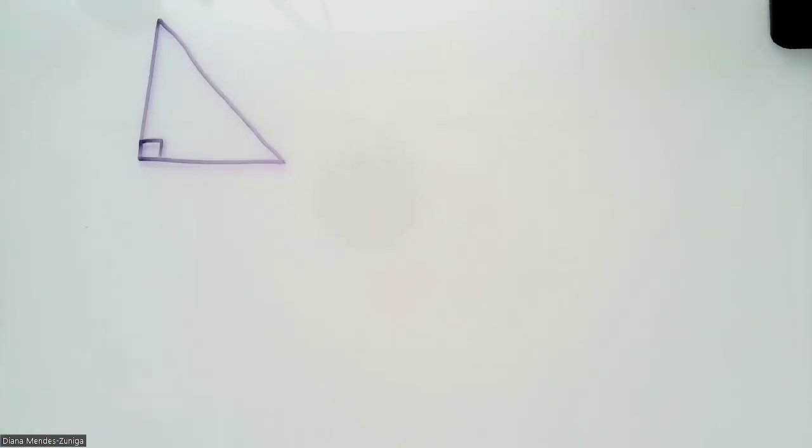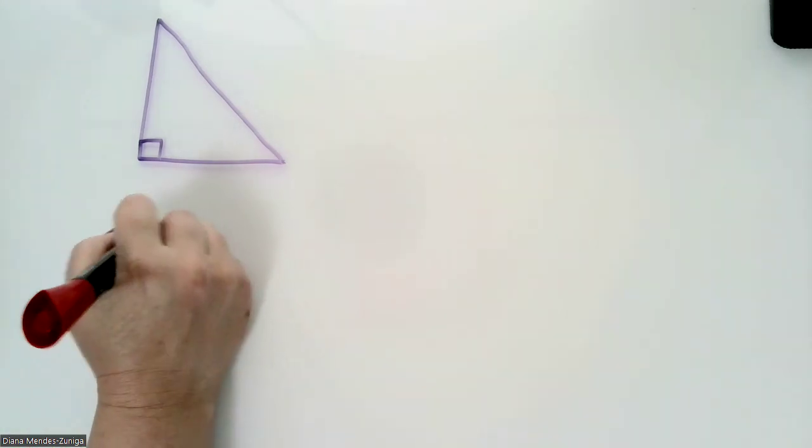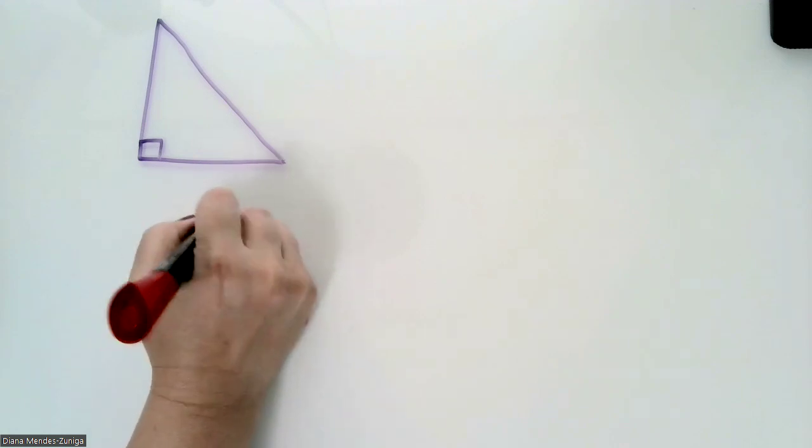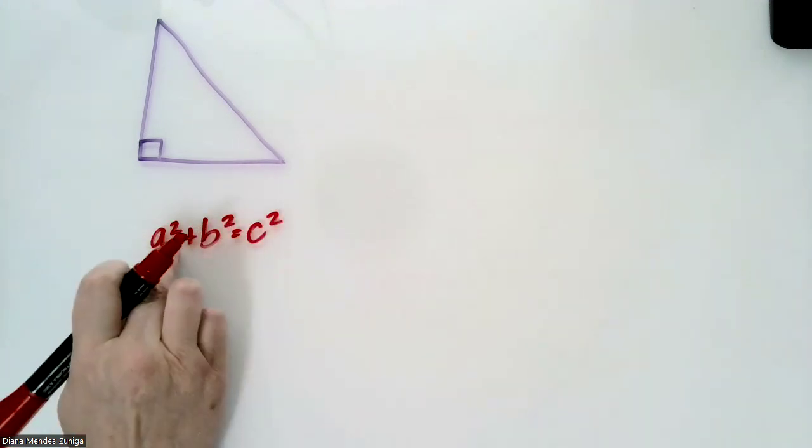Hi class, we're going to talk about the Pythagorean Theorem. That is just a big name to explain how we figure out the area of triangles. And it is just a big name for our formula to figure out the area of triangles. So basically what it means is that we would do a squared plus b squared equals c squared.